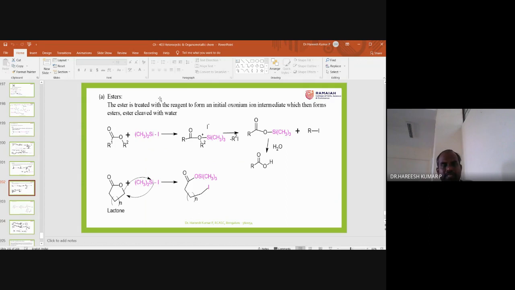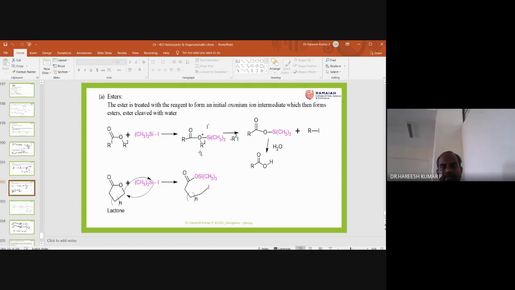So, the ester method. The ester is treated with the reagent to form an initial oxonium ion. So this is only an oxonium ion. That means in the ester, the lone pair present on the oxygen can form a bond with silicon. That is how the intermediate like this forms.